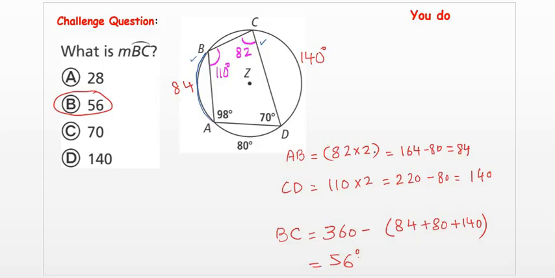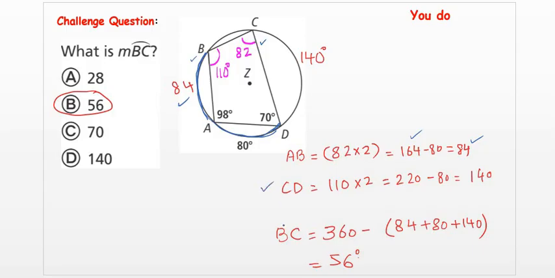So if you multiply 82 by 2, it will give you this whole arc BAD. That will be 164. So if you subtract this 80, a part of it, from 164, it will give you 84 degrees. So this arc AB will become 84 degrees.